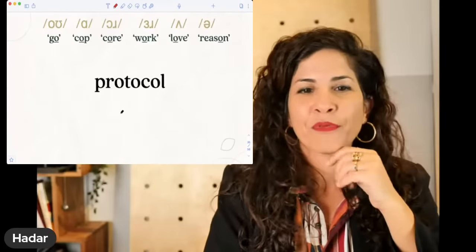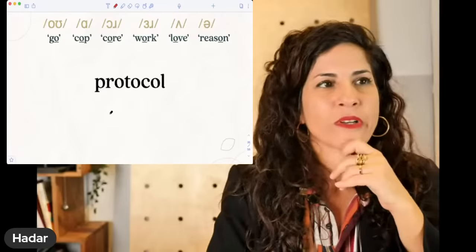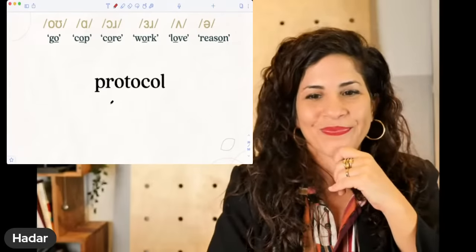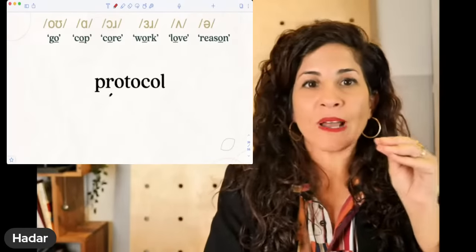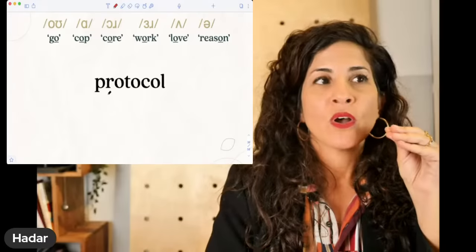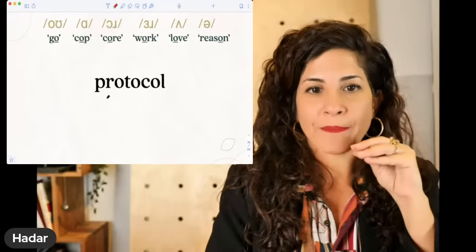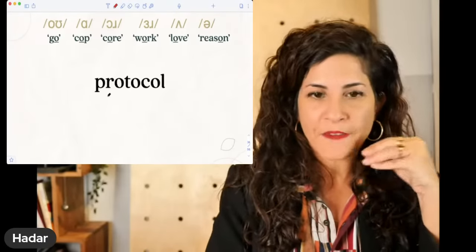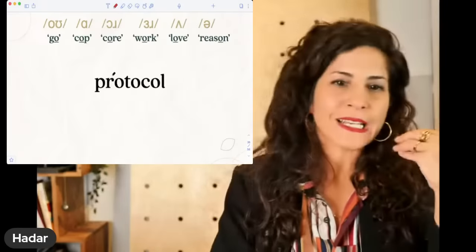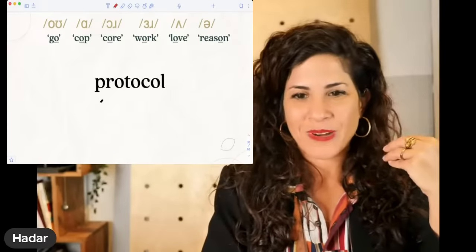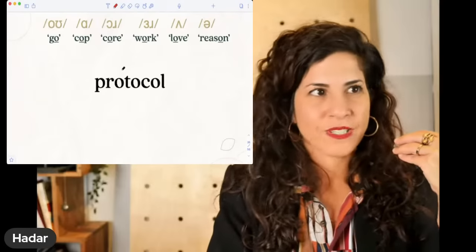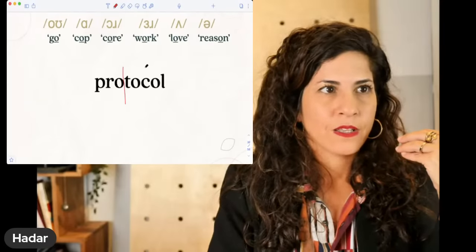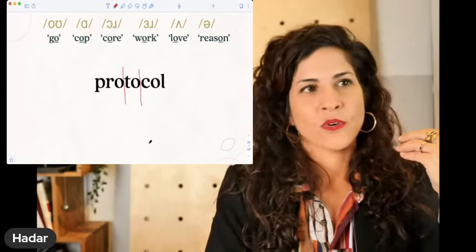Okay, we have three O's here. What's the primary stress? Say it out loud and ask yourself, are you pronouncing all those three O's the same? Is it protocol? If yes, then something needs to change. What's the primary stress? First syllable. Is it this, this, or this?